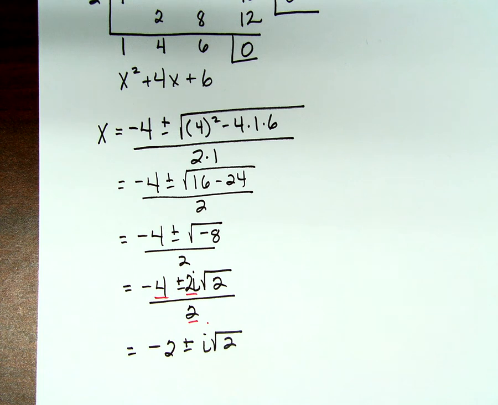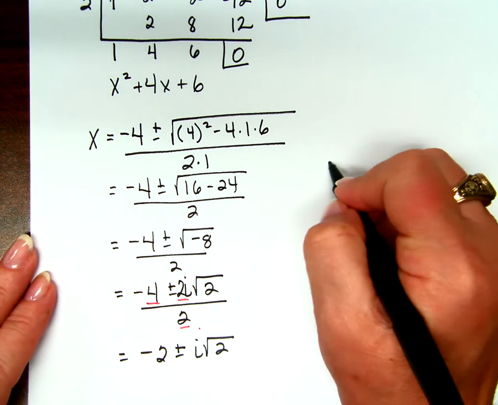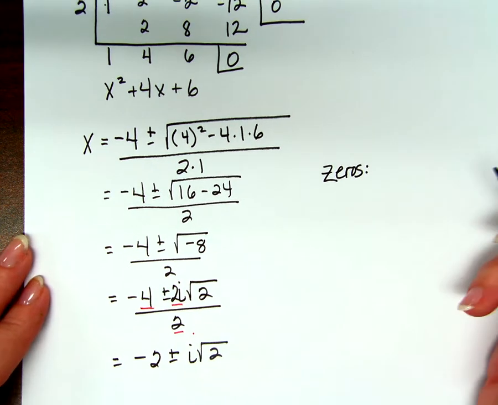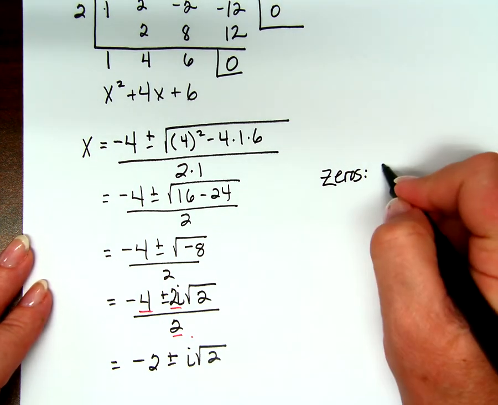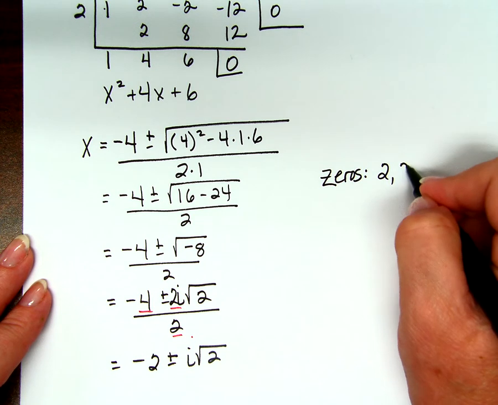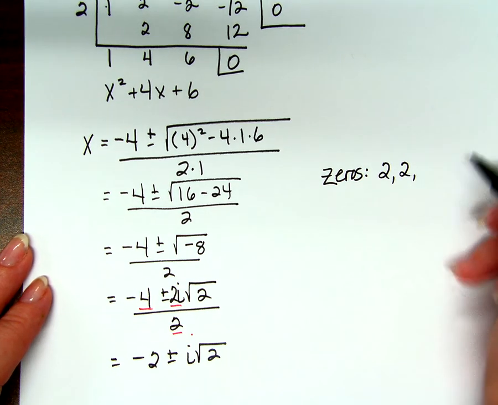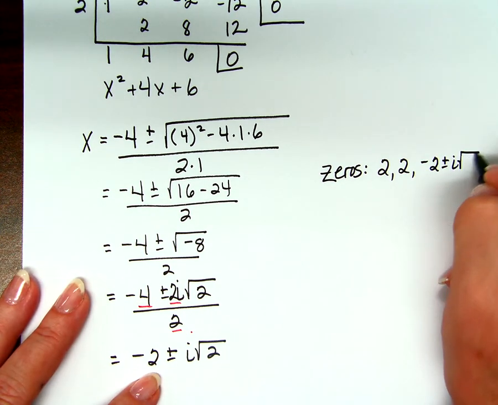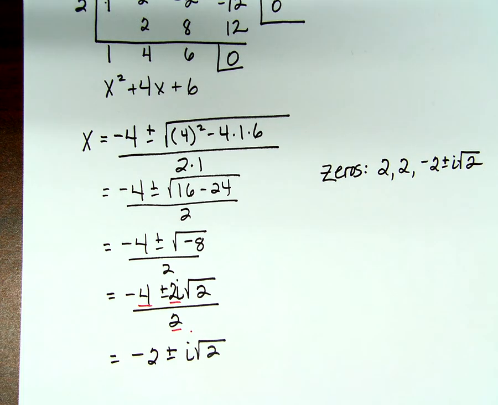So we found all of our zeros. Let's write them all to make sure we have them all in one place. What are my, I can't even spell zeros. What are my zeros? 2, 2, and then negative 2 plus or minus i root 2. Those are my 4 zeros, right?